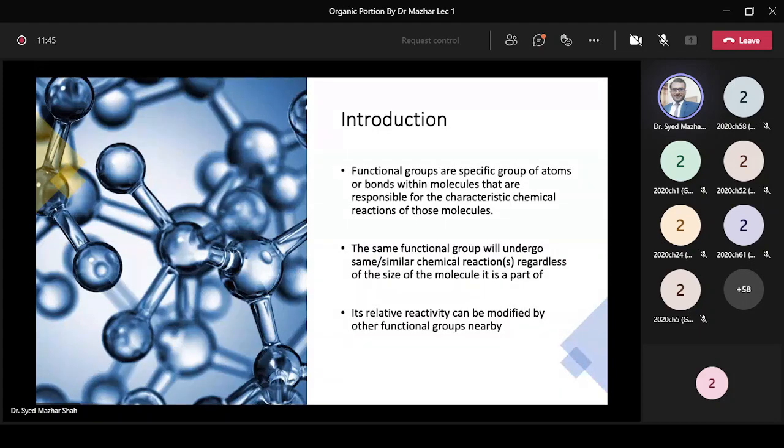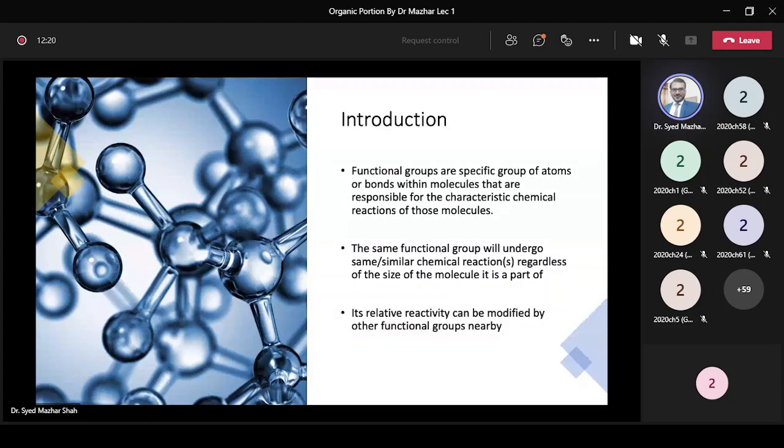For example, we have ethene. Most of you know that in ethene we have 2 carbon atoms with a double bond between them. But if we add 1 carbon atom, it becomes propene, and then butene, and so on. So the size of the molecule is changing, but if we look at their characteristic chemical reactions, they will stay the same.